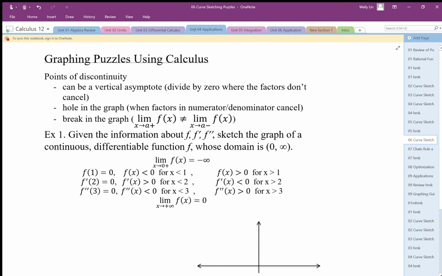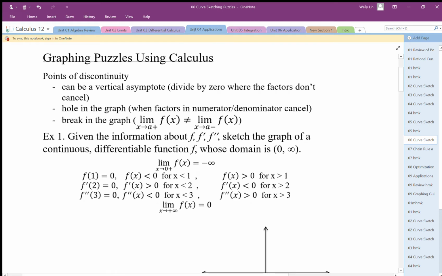So we're going to continue looking at graphing these functions, and we're going to look at how we can put these different pieces of information together to get a sense of what the graph looks like. So there's a couple things I want you guys to consider, and one is the points of discontinuity.